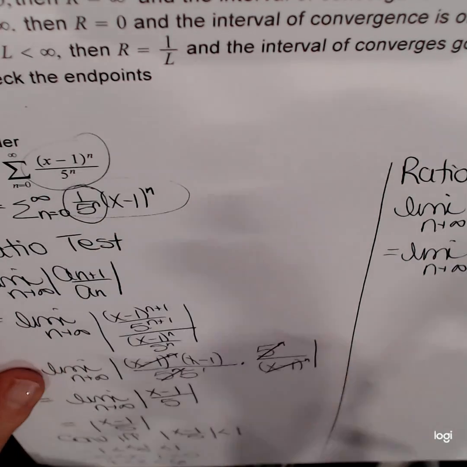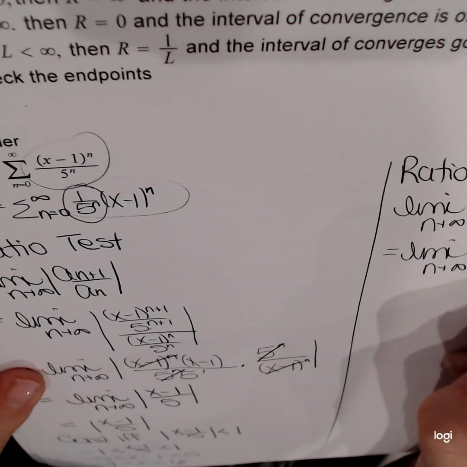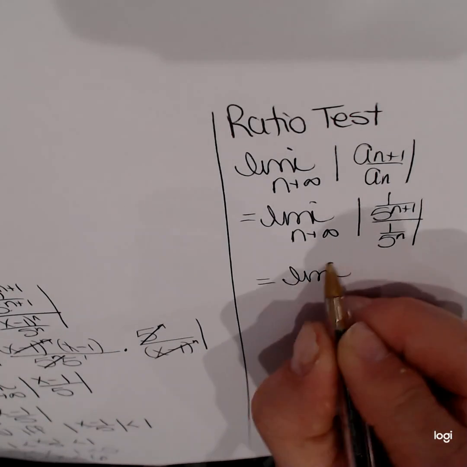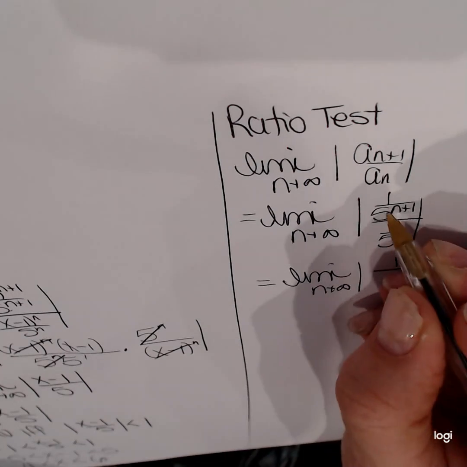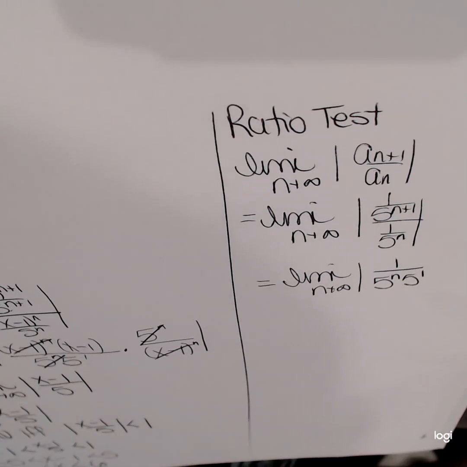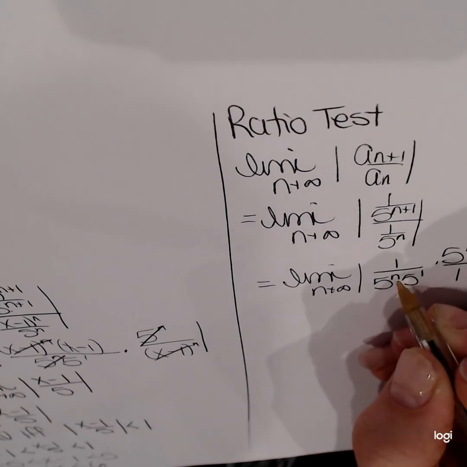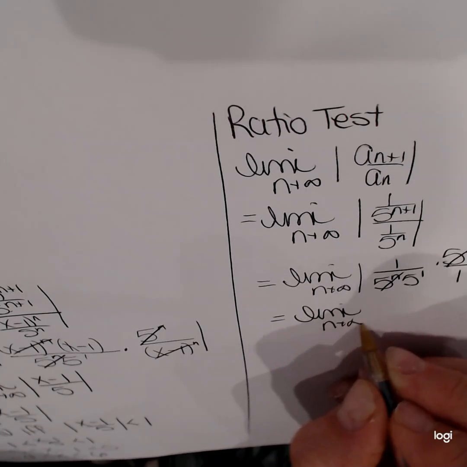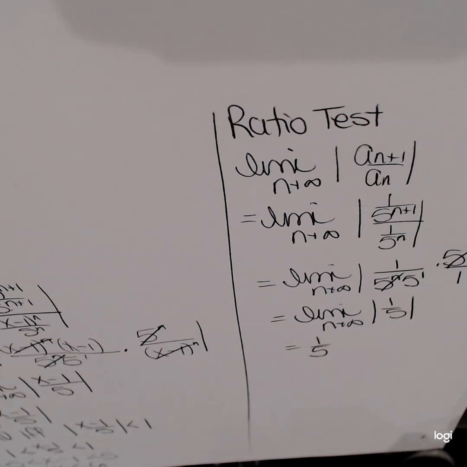This is then going to be equal to the limit as n approaches infinity. Again, n plus 1 means everywhere there's an n, we turn it into an n plus 1, and we divide that by exactly what we see. We're going to flip that bottom one and multiply. So this gives us the limit as n approaches infinity of 1 times 5 to the n plus 1, which I'll rewrite as 5 to the n times 5 to the first. I'm going to flip the bottom one, which gives me a 5 to the n over 1. Then the 5 to the n's cancel, and I get the limit as n approaches infinity of the absolute value of 1/5, which is exactly 1/5.